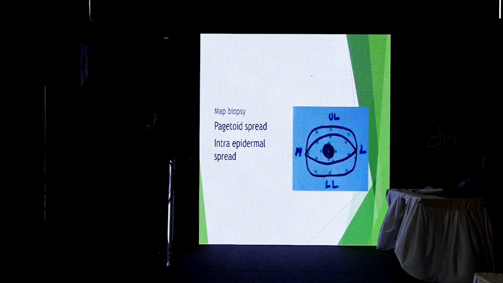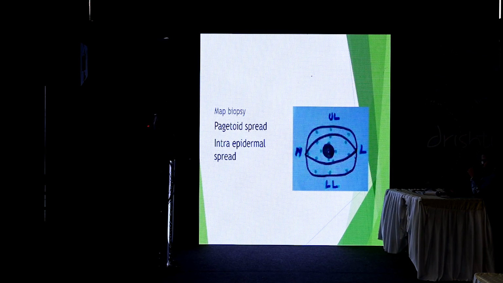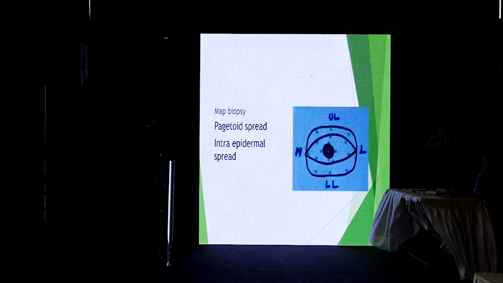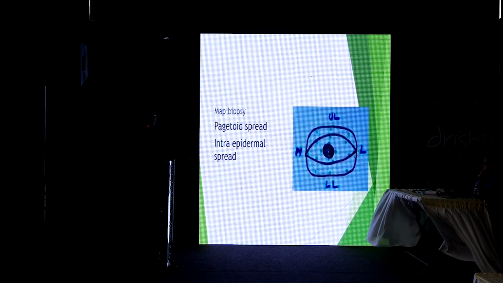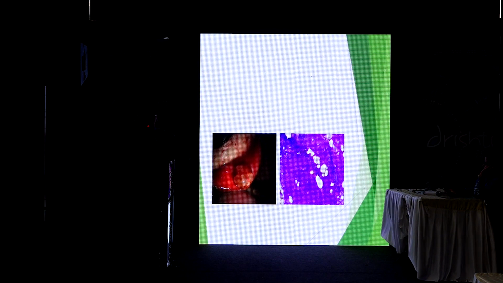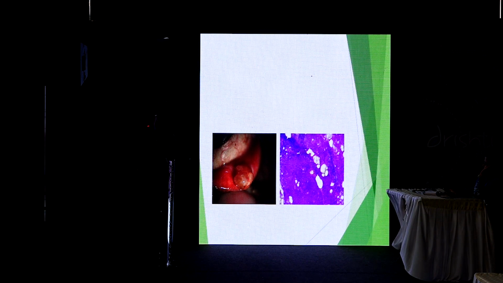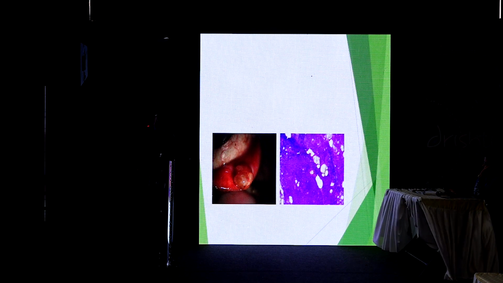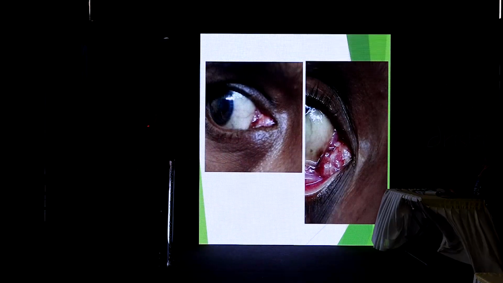And vegetoid spread demands the map biopsy of the ocular surface, that is from perilimbal area, fornices, and tarsal conjunctiva, also from the caruncle, total 17 sites. It is associated with some syndromes like Muir-Torre syndrome, Lynch syndrome, etc., where you can have visceral or genitourinary malignancies.